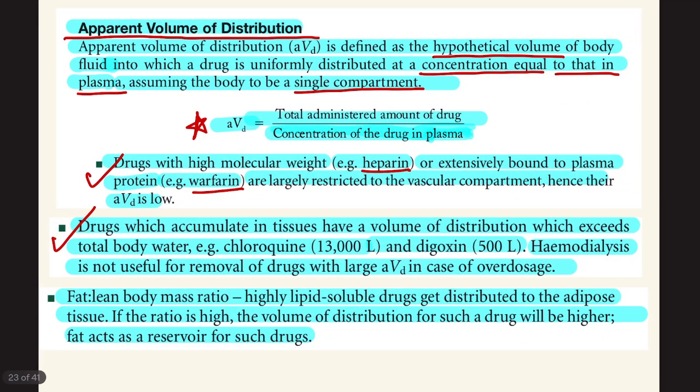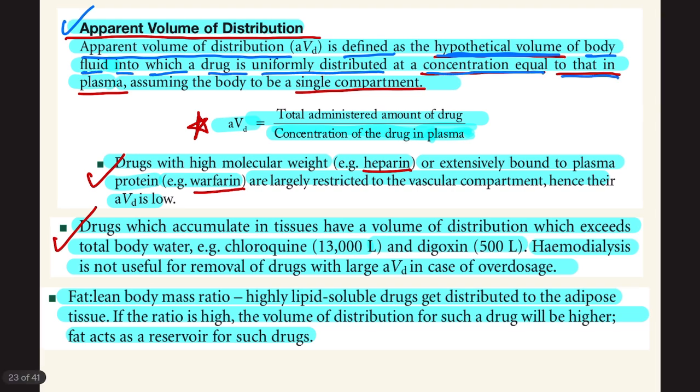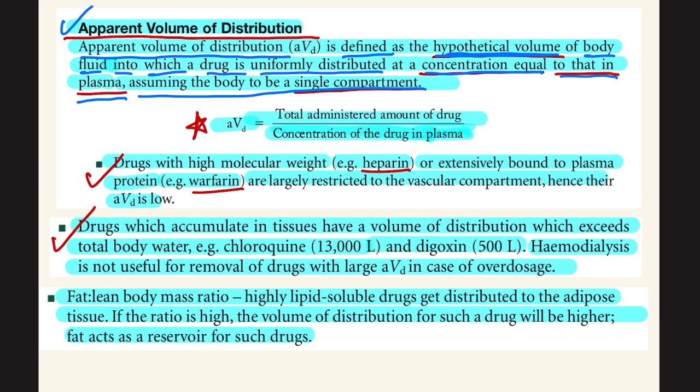Now coming to the next entity. Basically, it is called the apparent volume of distribution. So what is apparent volume of distribution? It is very important. It is defined as the hypothetical volume of the body fluid into which a drug is uniformly distributed at a concentration equal to that in the plasma, assuming that the body is a single compartment. So here the keywords are hypothetical volume, uniformly distributed, the concentration should be equal to the concentration of the drug in the plasma, and the whole body is considered as a single compartment.